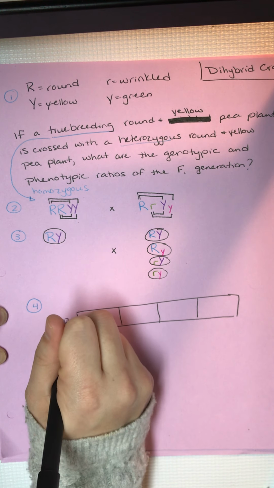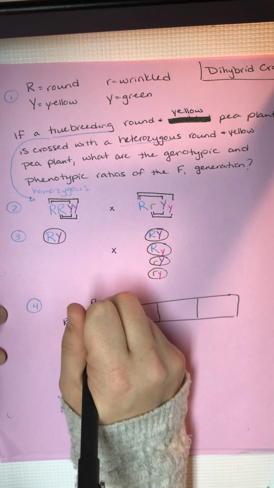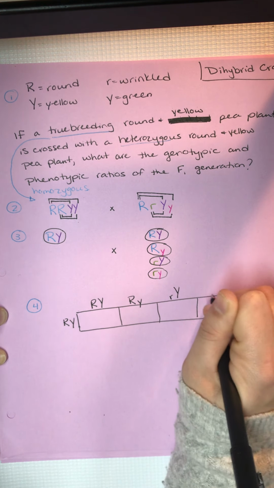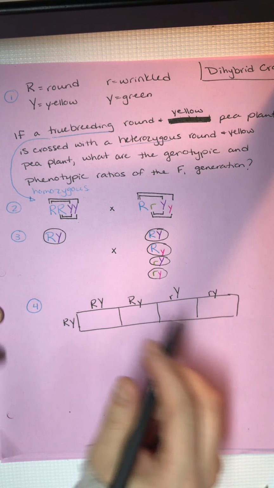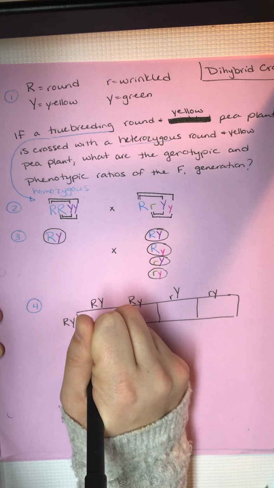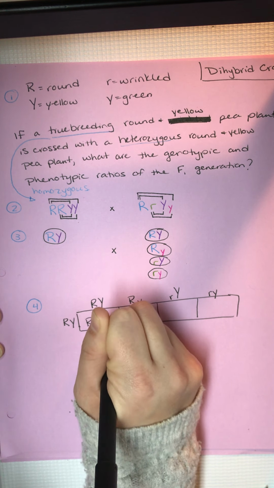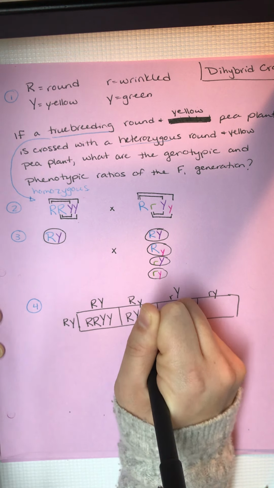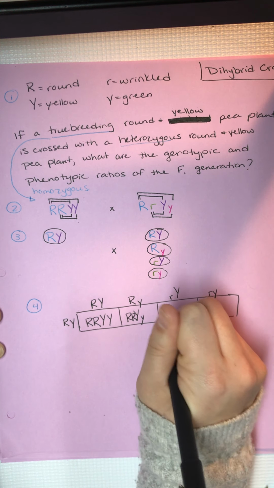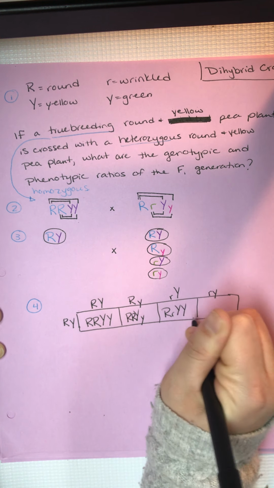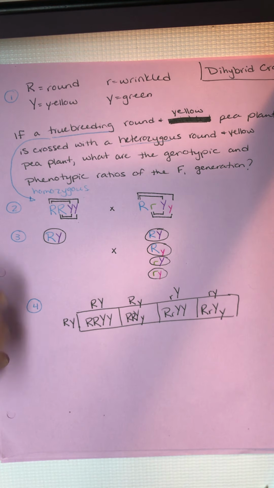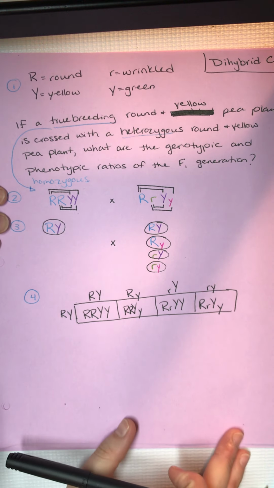Okay, so our first parent, and then our second one will go across the top. I'm over-exaggerating my Y's because otherwise it's hard to tell them apart. Okay, so we'll fill in our chart. Sorry, I do this all the time. Okay.